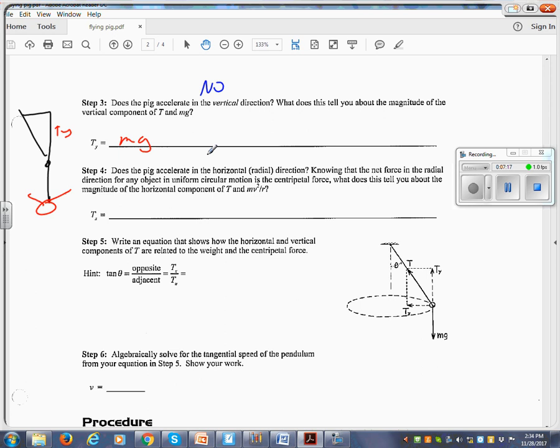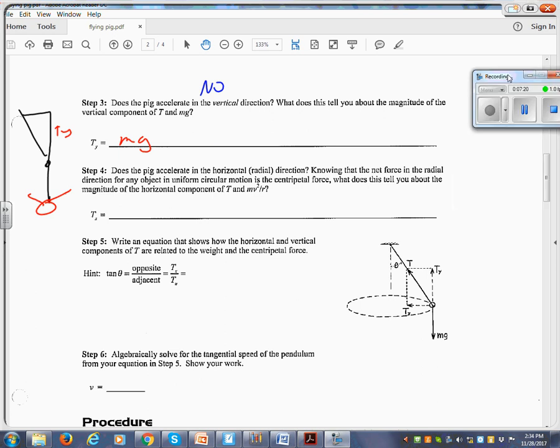Step 4, does the pig accelerate in the horizontal or radial direction? And the answer there is yes. In what direction? Towards the center, centripetal force. Knowing that the net force in the radial direction for any object in uniform circular motion is the centripetal force, what does this tell you about the magnitude of the horizontal component of T and mv squared over r? Well, that says that Tx equals mv squared over r.